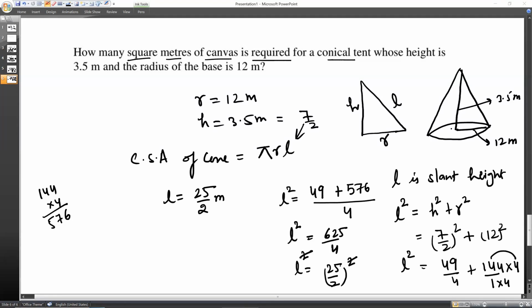625 is the square of 25, and 4 is the square of 2. So you can write it as (25/2) whole square. The square will get cancelled out, and you will get this value. Now find out the curved surface area of the cylinder. Just put the value 22/7 into pi r. R is 7/2 and L, which you have found, is 25/2. So please find out the value and let me know the answer.